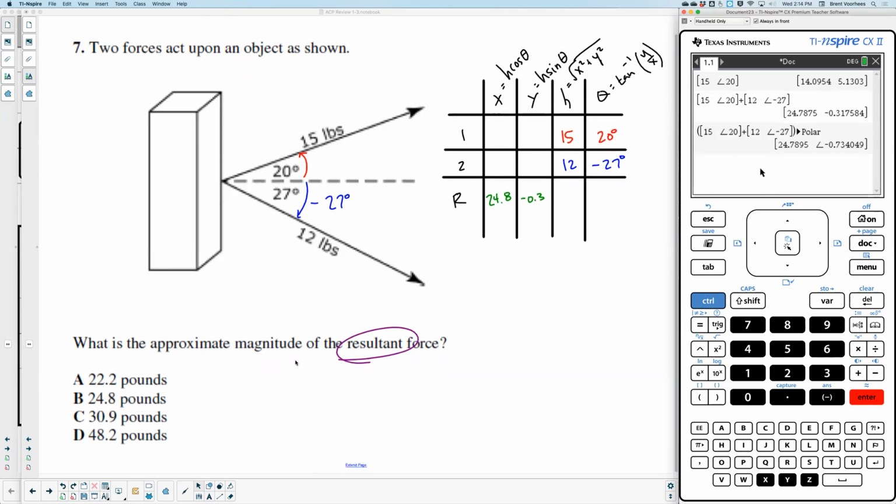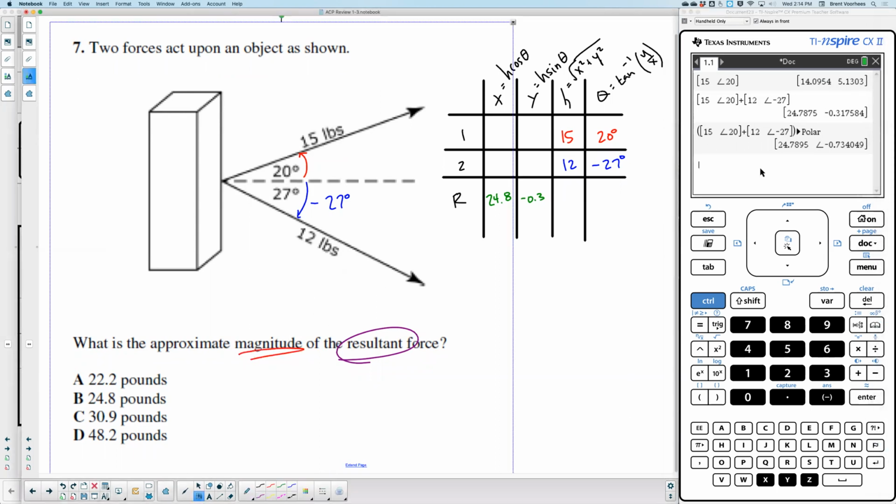And that's what we're supposed to find here, the magnitude. We were asked to find the magnitude. We just found out the magnitude is 24.8, and the direction in degrees is approximately negative 1 degrees. That's pretty crazy how close it is to the x-axis. But so the magnitude, which one's the magnitude? 24.8. So the answer is B.